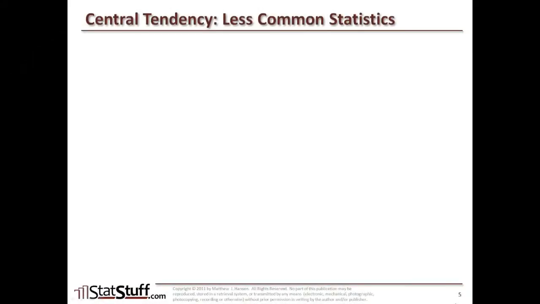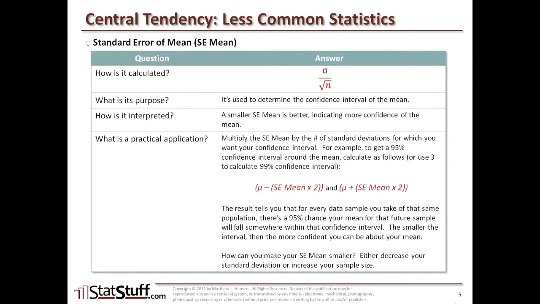Okay, first let's begin by looking at those less common statistics that are used for describing central tendency. The first statistic that we're going to look at for measuring central tendency is the standard error of the mean, or SE mean. And what we want to show is several characteristics behind it. First of all, the way it's calculated is by taking the standard deviation and dividing by the square root of the number of items that are being evaluated in the sample.